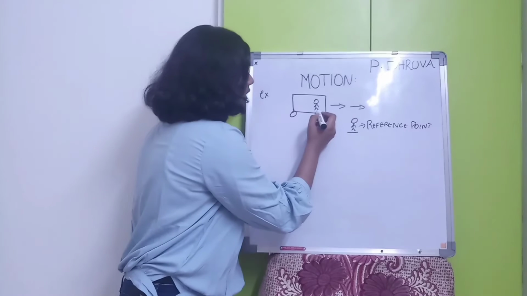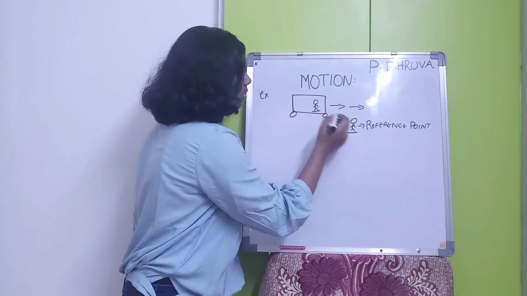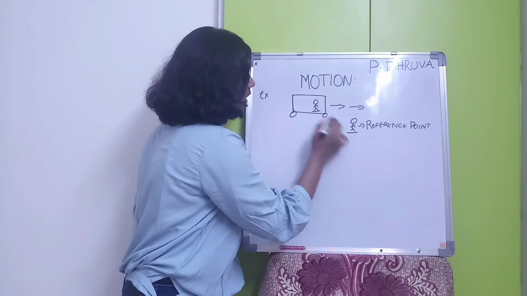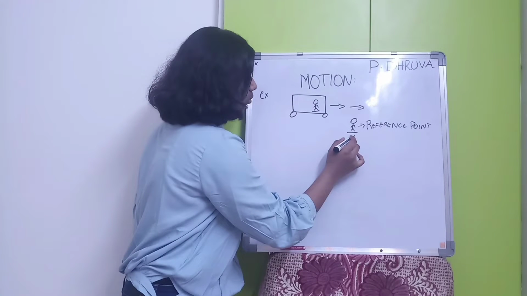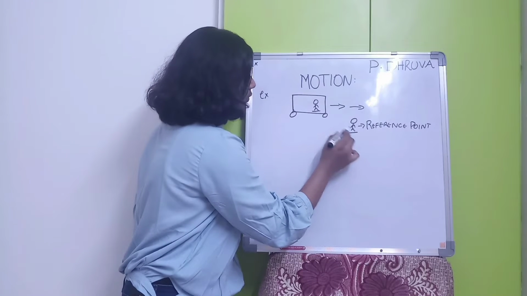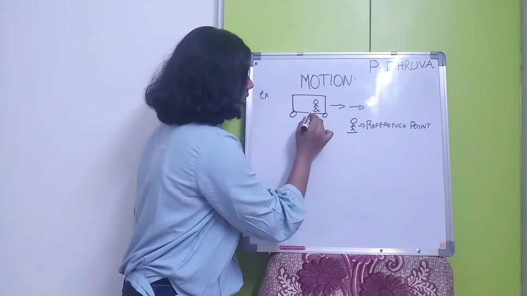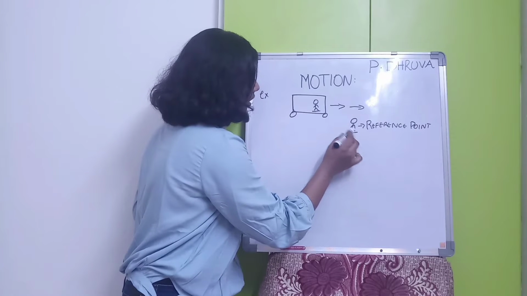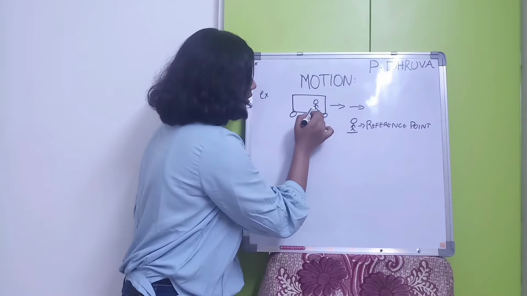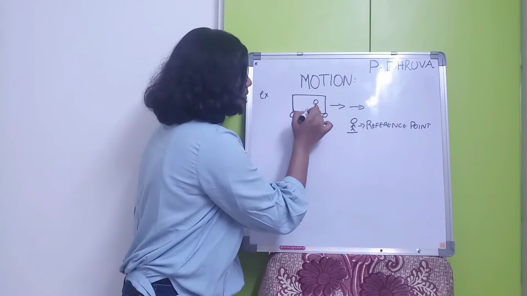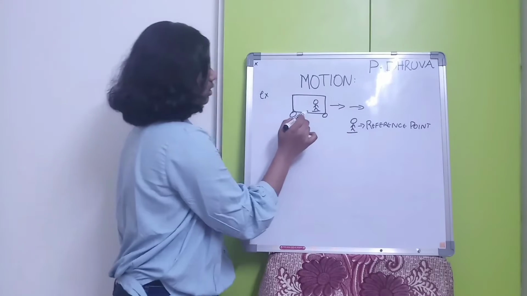And this person can also see the other person as moving. This bus is moving but this person is not moving. Even if this person is not moving, he can see the person who is sitting inside the bus as moving. So we can say that this person is in motion with respect to this person. Here this person is the reference point.